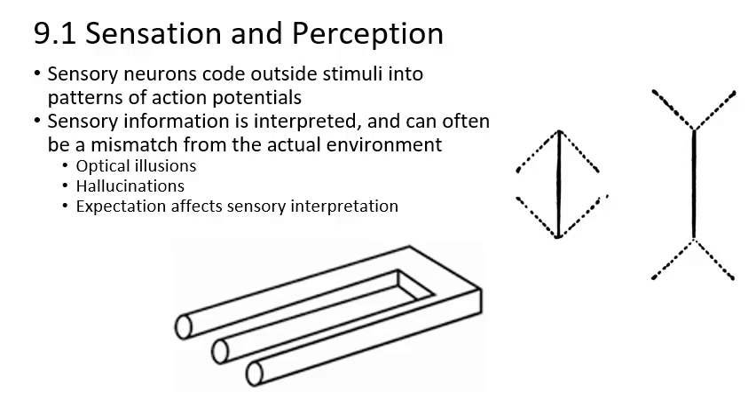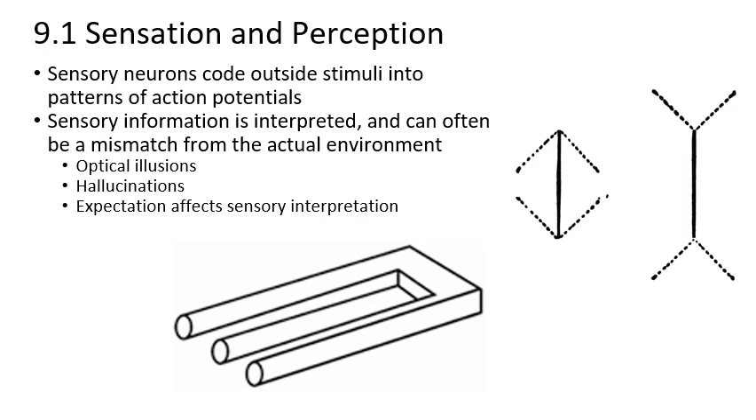So just some basic information about sensation and perception. Sensory neurons code stimuli from the outside, from the environment, into patterns of action potentials. And sensory information is then interpreted within the brain. And we hope that it's pretty close to the actual environment, but it's often a mismatch from the actual environment. So we know through optical illusions that a lot of times what we think we see is not what we actually see. We know this from hallucinations as well.